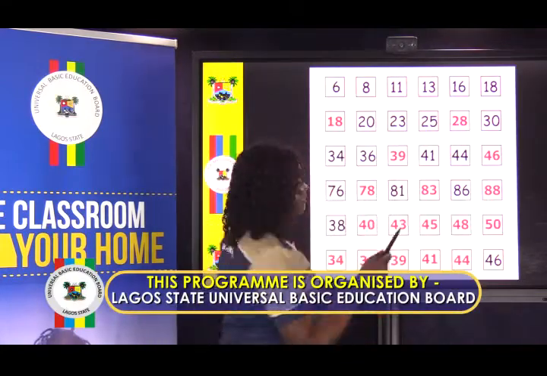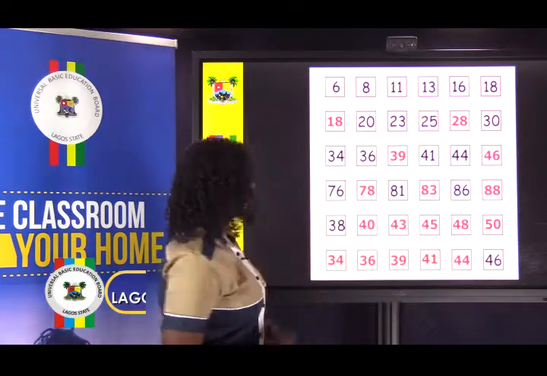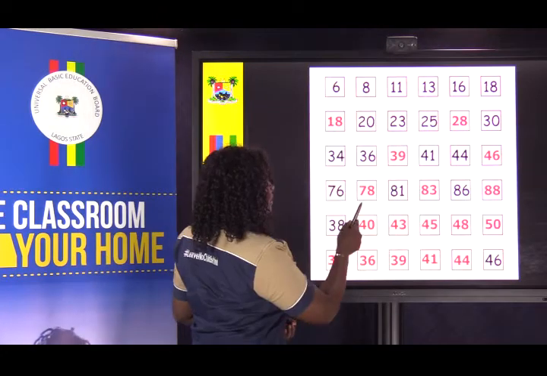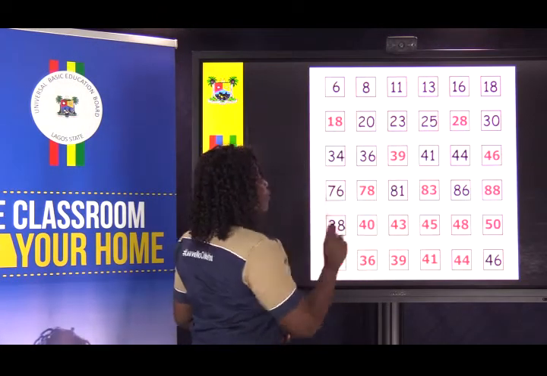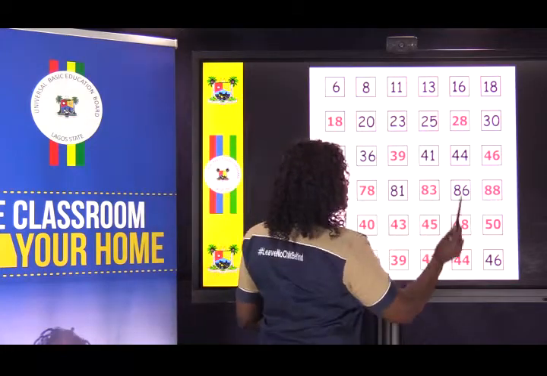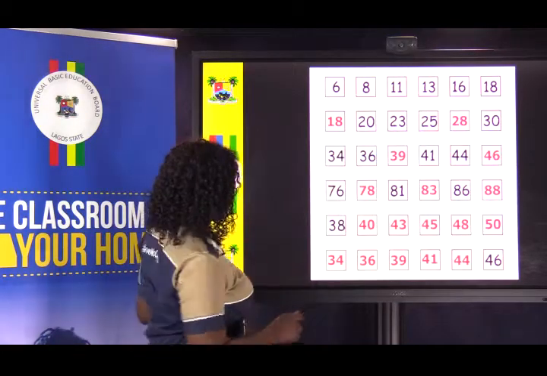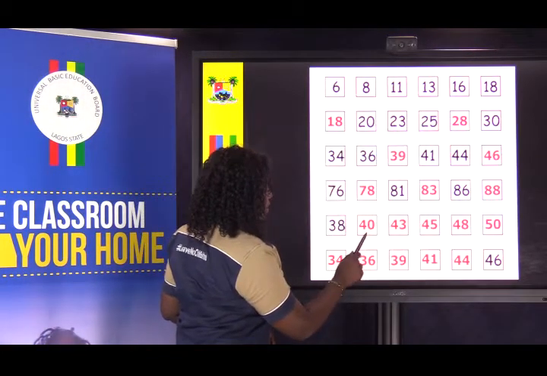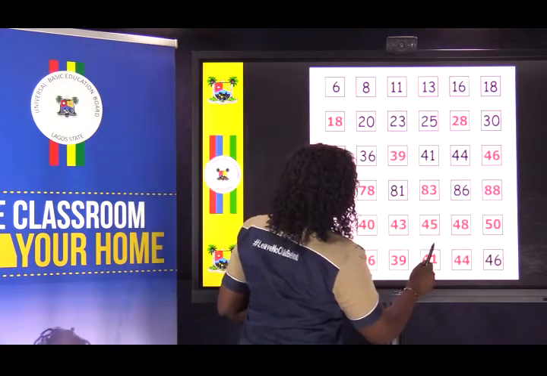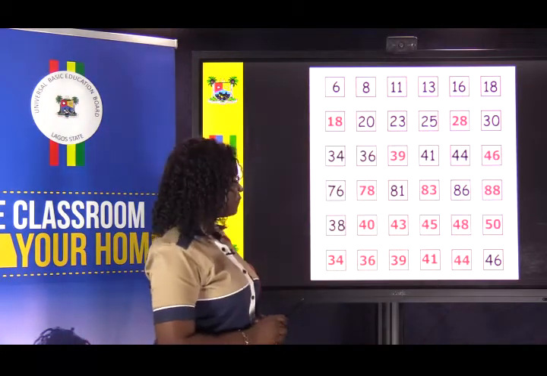41 plus 3 gives 44. 44 plus 2 gives 46. 76 plus 2 gives 78. 78 plus 3 gives 81. 81 plus 2, 83. 83 plus 3, 86. 86 plus 2, 88. 38 plus 2, 40. 40 plus 3, 43. 43 plus 2, 45. 45 plus 3, 48. 48 plus 2, 50.